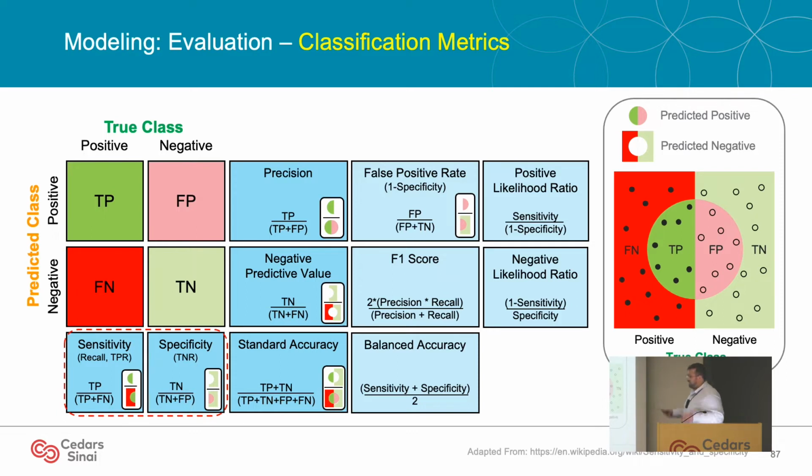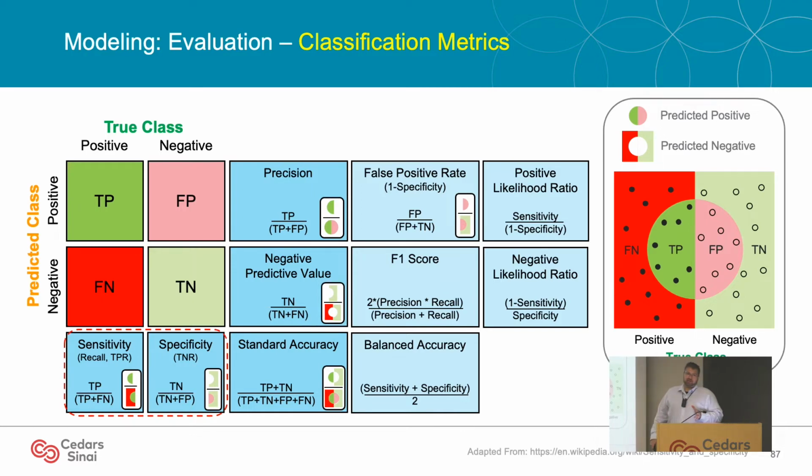Then we have standard accuracy, which I described at the very beginning. That was the first metric, right? And so this is just how many were correctly predicted, that's true positives and true negatives, divided by all predictions. And this works perfectly well if you have a balanced data set. Totally reliable, you can use it. But I would recommend, as default, you always use this metric instead.